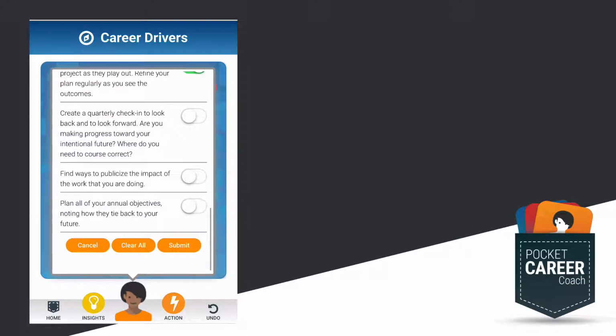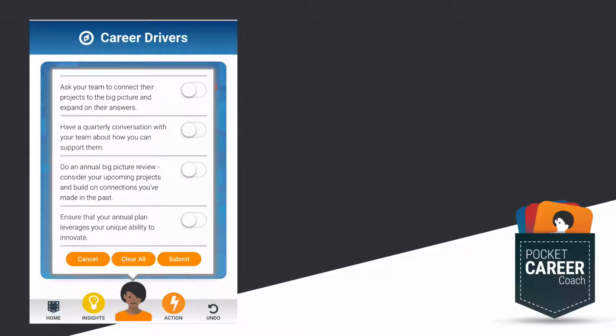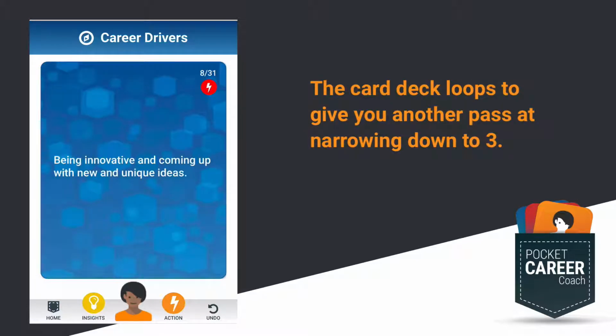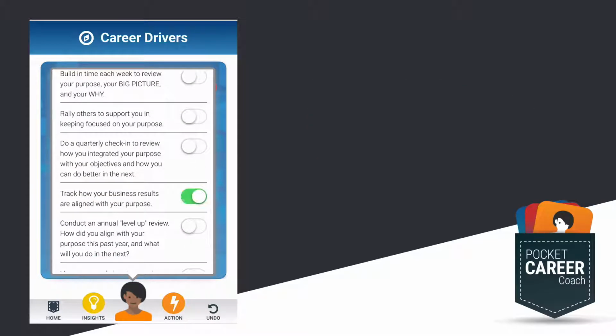Now, most people will end up with more than 3 drivers on their first pass through, but it does loop, so you can repeat with your selected cards now that you have more context. Keep working through your cards, your insights, and your actions until you've narrowed it down to your 3 core drivers.